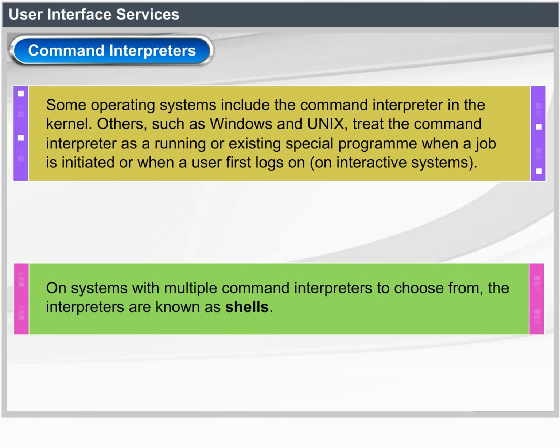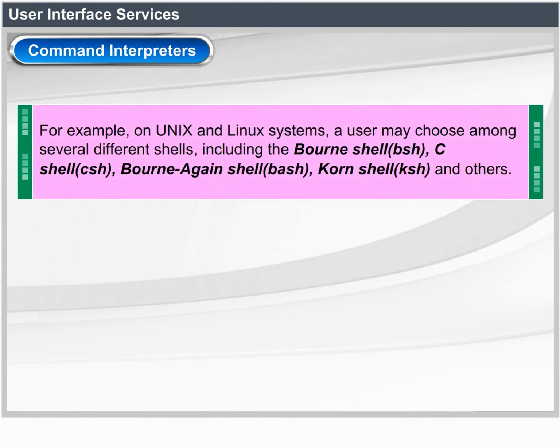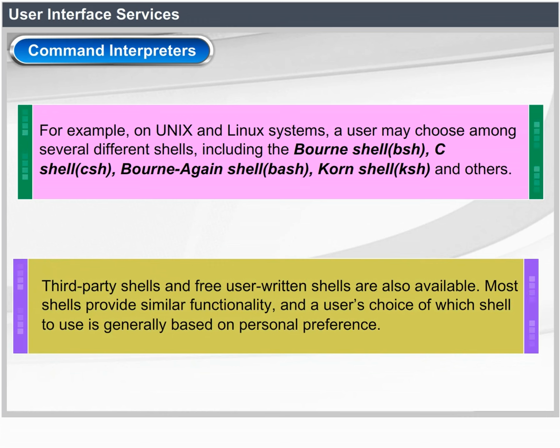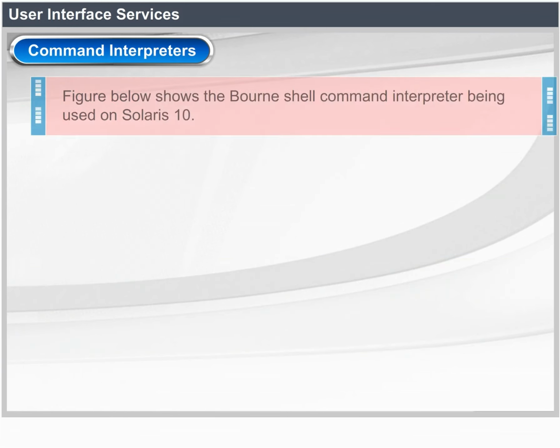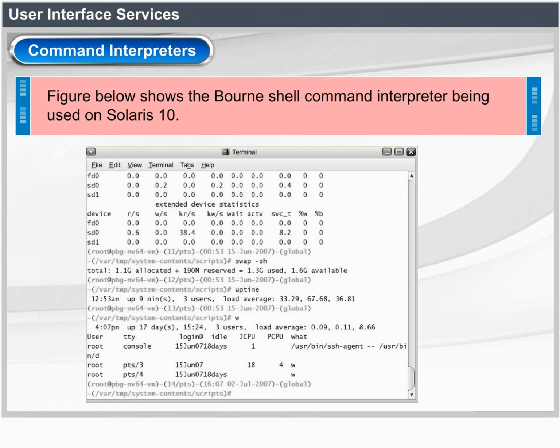For example, on Unix and Linux systems, a user may choose among several different shells, including the Bourne shell (BSH), C shell (CSH), Bourne Again shell (BASH), Korn shell (KSH), and others. Third-party shells and free user-written shells are also available. Most shells provide similar functionality, and a user's choice of which shell to use is generally based on personal preference. The figure below shows the Bourne shell (BSH) command interpreter being used on Solaris 10.